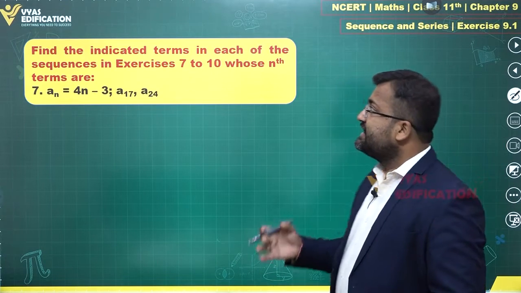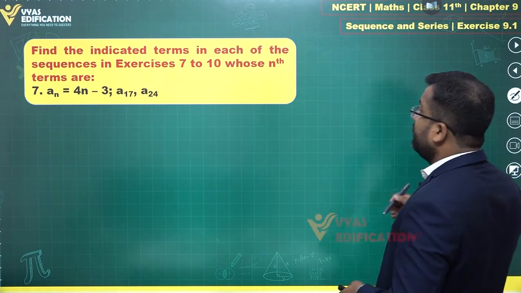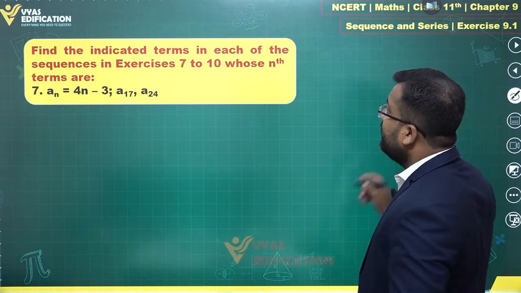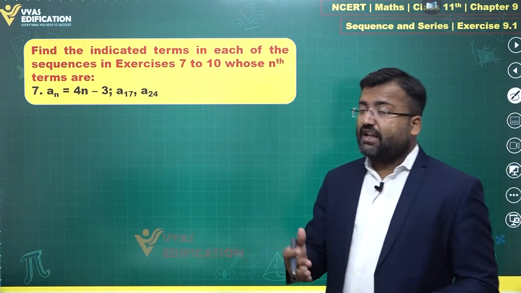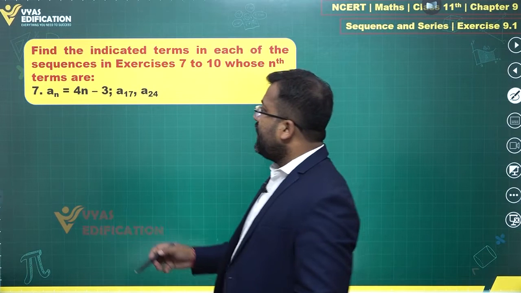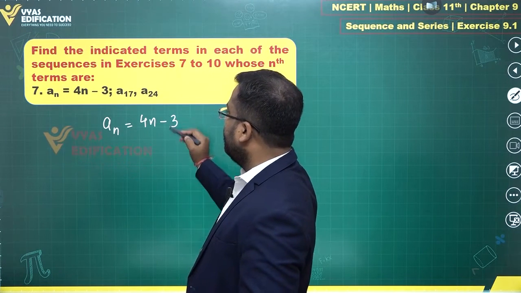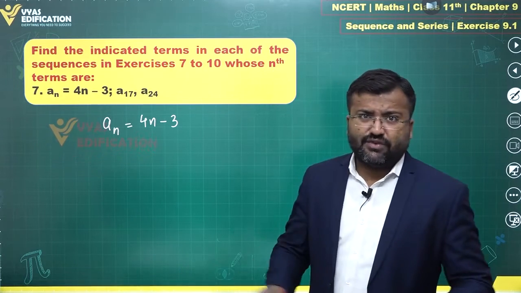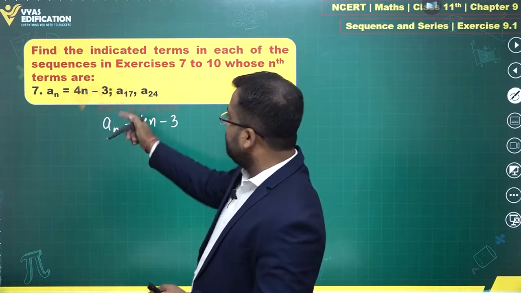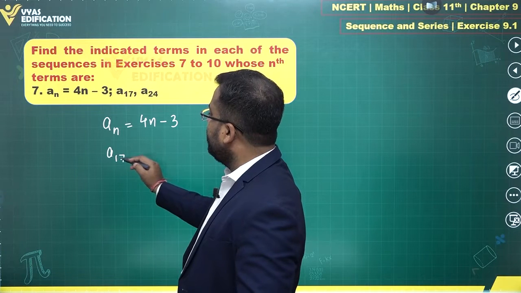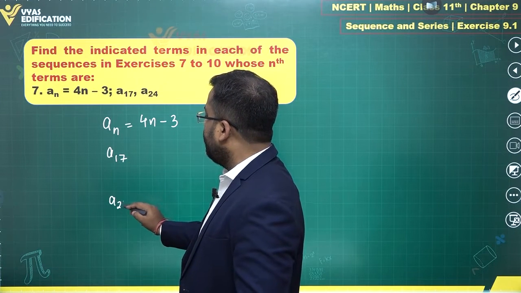Question number 7 says, find the indicated terms in each of the sequences in exercises 7 to 10 whose nth terms are given by this and this. Okay. So an is 4n minus 3. And now we are not supposed to find the first few terms. We are supposed to find very specific terms, that is, one is A17, the other is A24.